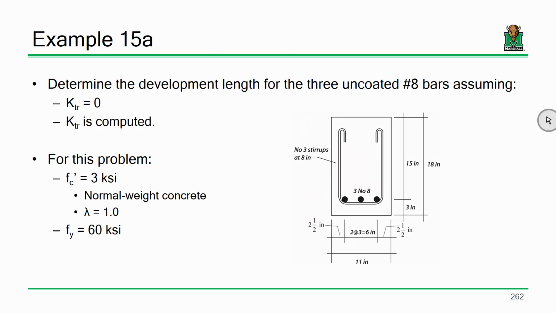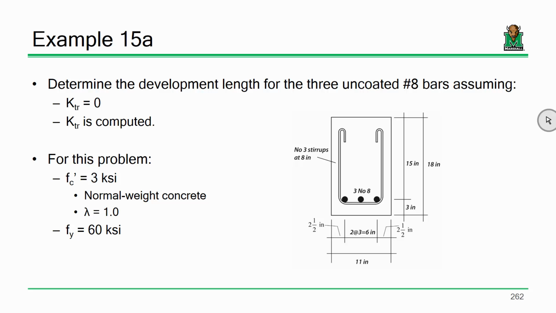All right, so let's look at an example. So here's our beam. This is a pretty straightforward beam, and I want to determine the development length for these bars, these 3 number 8 uncoated bars, okay? So we'll say we're going to do it for 2 different cases. We're going to start off looking at KTR equal to 0, and then we're actually going to compute KTR. I want to try and keep it simple.